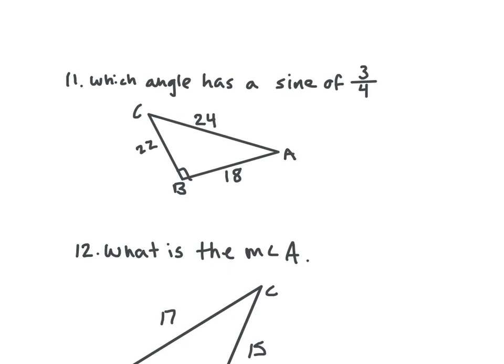Okay, number 11. Which angle has a sine of 3 over 4? Again, we need to do the same thing that we did before. We need to find what the sine of A is and the sine of C. It's never going to be the right angle. So it's either going to be A or C.